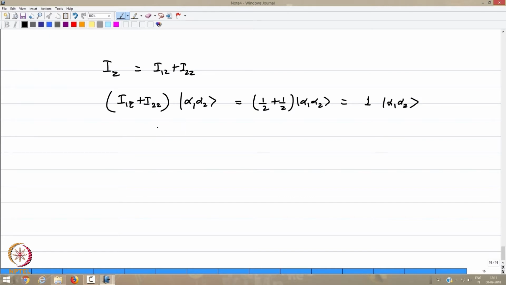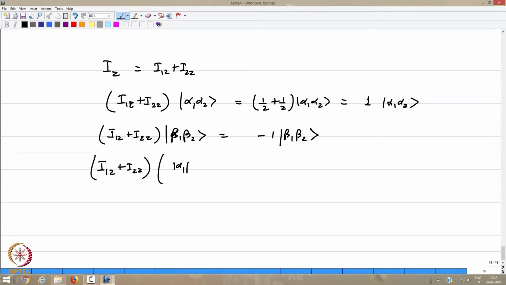Okay. And likewise, I1z plus I2z on beta 1, beta 2 will give you a minus a half, this will also give you a minus a half. So, you will get minus 1 times beta 1, beta 2. And it is easy for you to verify that I1z plus I2z on this combination states of alpha 1, beta 2 plus beta 1, alpha 2. If you do that, you can see that, let us take the first one. I1z on alpha 1 will give you plus a half, I2z on beta 2 will give you a minus a half. It is a sum, therefore, the sum is 0. And likewise, I1z on beta 1 gives you minus a half times the same states, and this gives you a plus a half times the same states, therefore, this gives you 0.